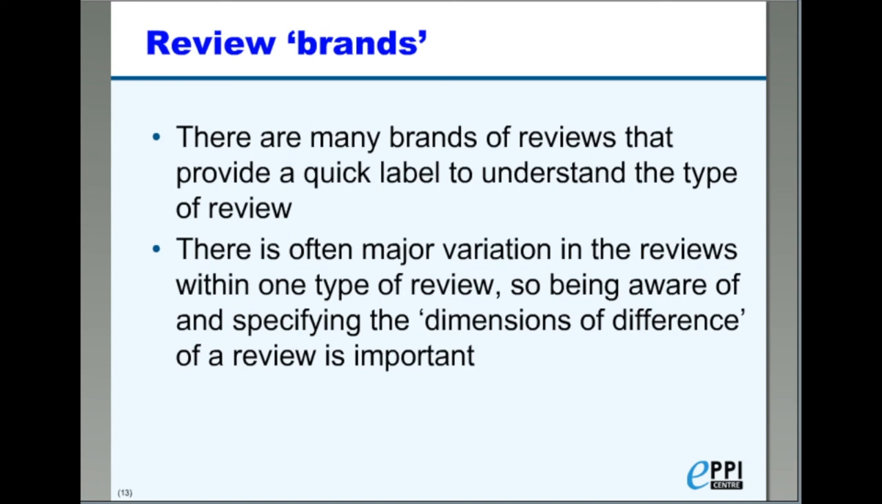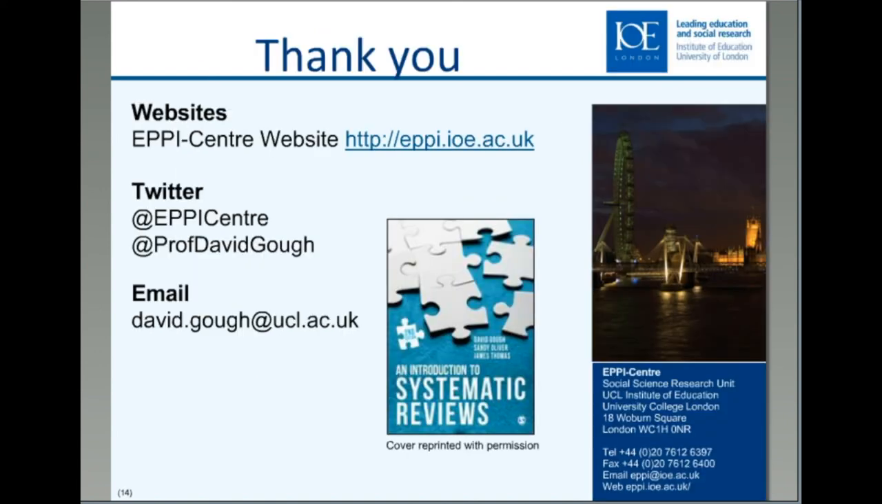So the brand is helpful, but it's a quick label. It's not telling you the specifics. So if you're undertaking a review, or you're reading and trying to understand a review, you really need to go beyond the brand and look at all these different dimensions of difference. So if you're interested in this, then this approach to considering reviews is throughout a book, a kind of textbook on systematic reviews that my colleagues and I at the EPPI-Centre have produced, and that will explain this whole philosophy in more detail. Thank you very much.